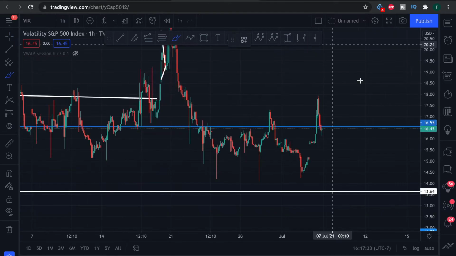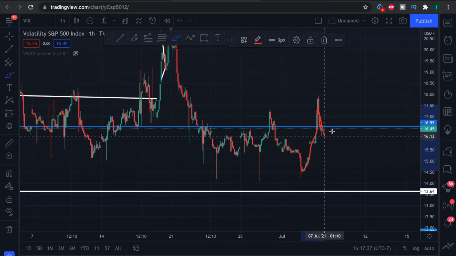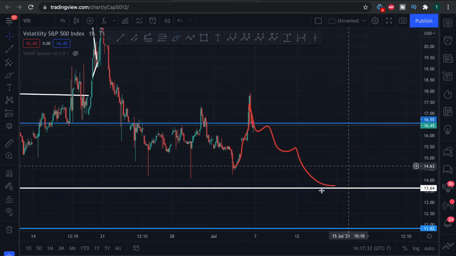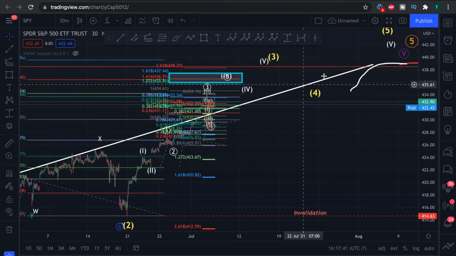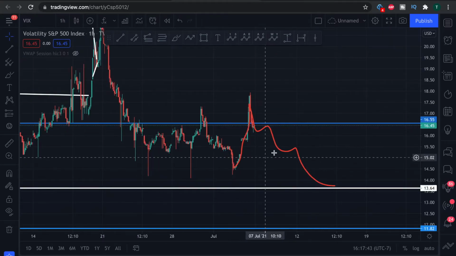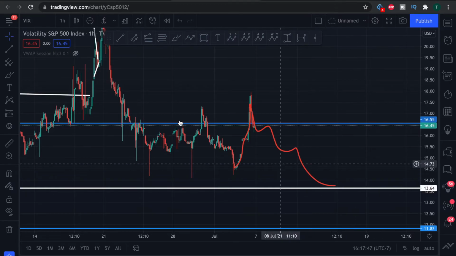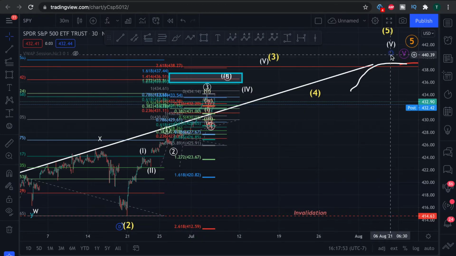So we did have that sort of push upwards here, and now I expect that we could possibly gravitate back towards this white trend line here at 13.64, and this is just a previous area of support and resistance on the VIX, so we would probably go towards that if we do see some more upside on this SPY. So overall, the VIX does agree with the analysis. We should gravitate towards this white trend line right here, and that would correlate to the completion of this bullish count in the indexes.